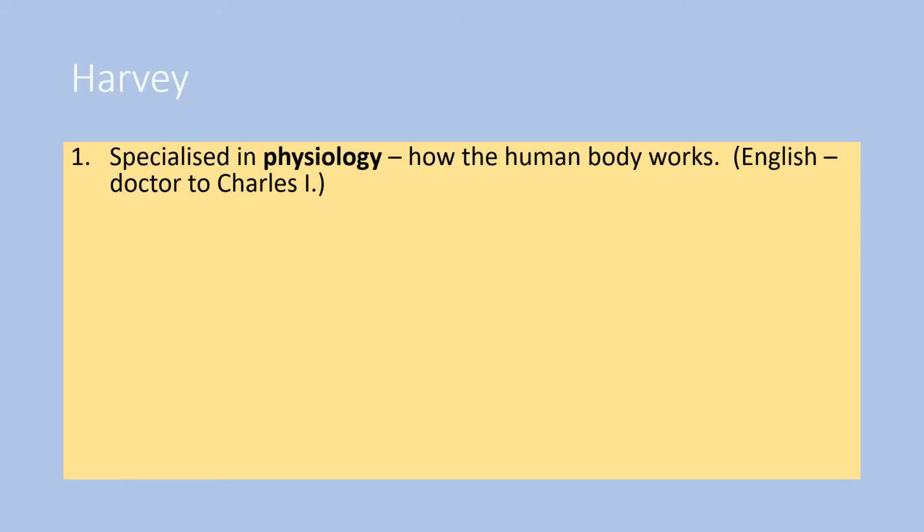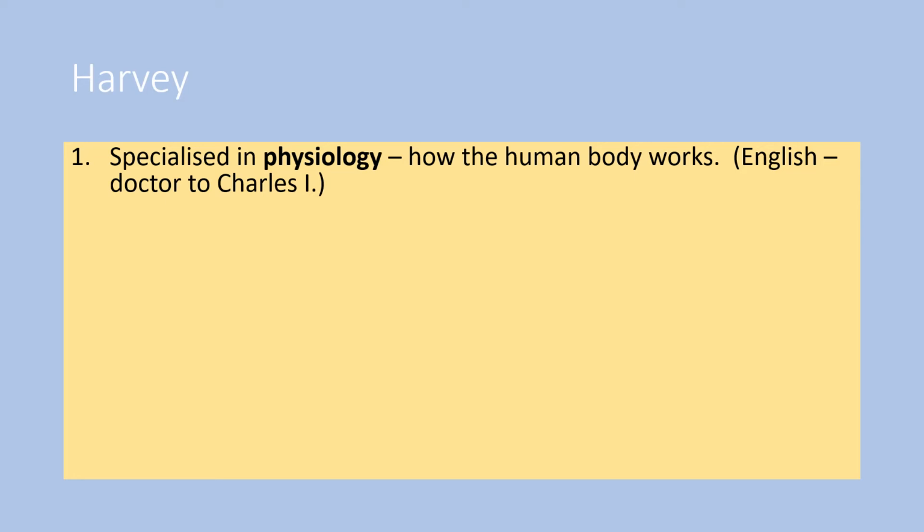So William Harvey specialised in physiology. And physiology is to do with how the human body works. Anatomy is what the body looks like. Physiology is how it works. Vesalius could say, to use the same organs again, here is your liver. Harvey would be able to tell you this is how your liver works.